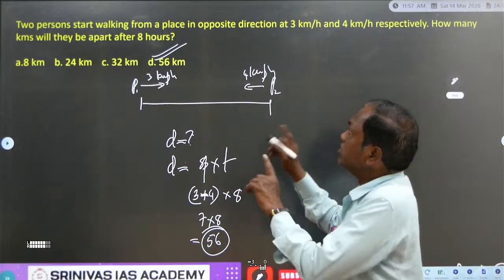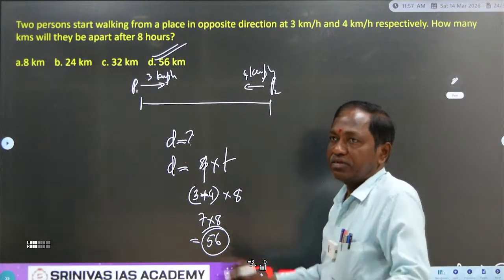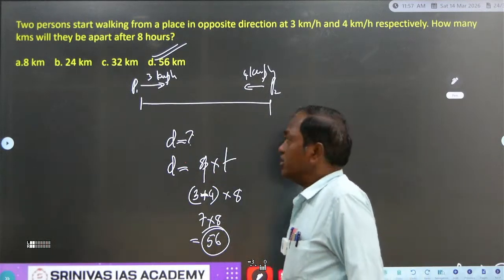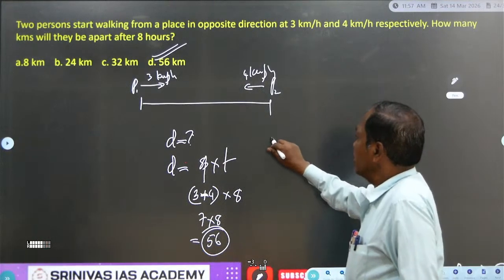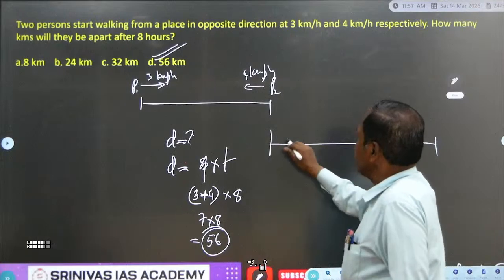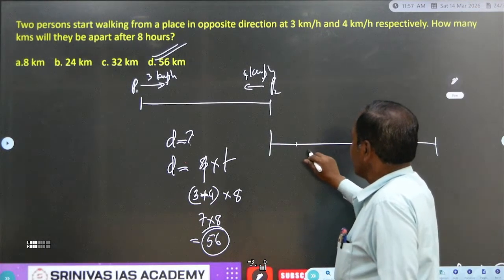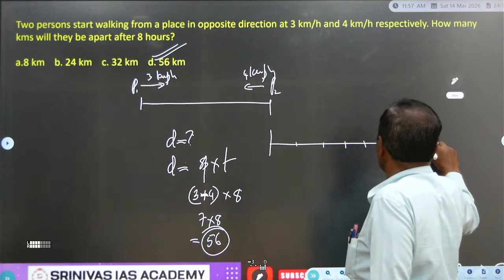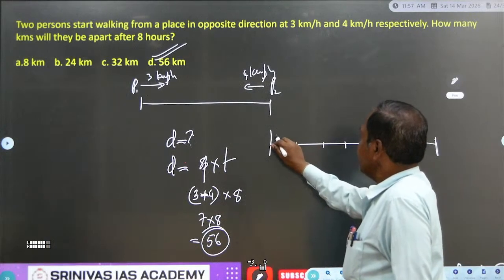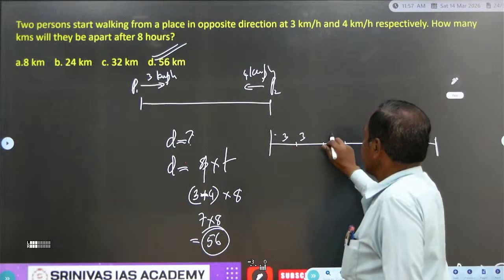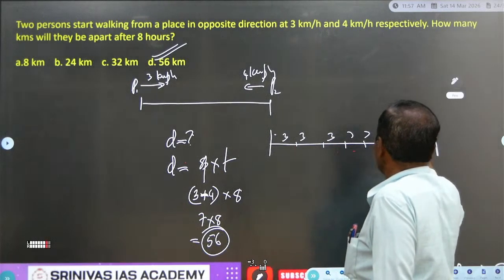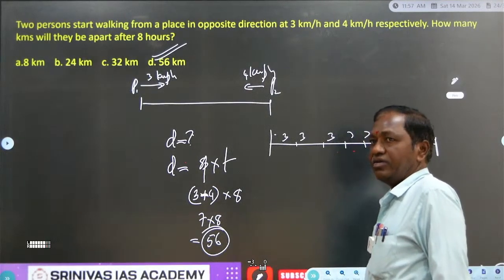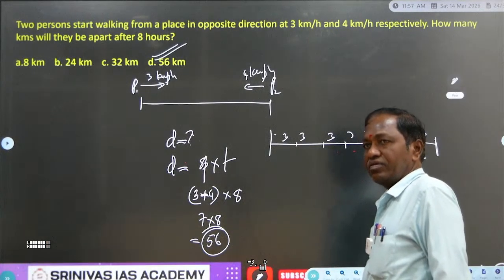Because per hour they are traveling 7 kilometers. Practically, 3 kilometers per hour, after 8 hours. This is for 1 hour. Otherwise, 8 threes are 24. 24 kilometers, P1 will travel. We'll put it like this: first hour, second hour, third hour, up to the 8th hour. If he walks 3 kilometers, 8 threes are 24. But the other walks 4, so he travels 32 kilometers. Between them, 8 kilometers will be the distance.